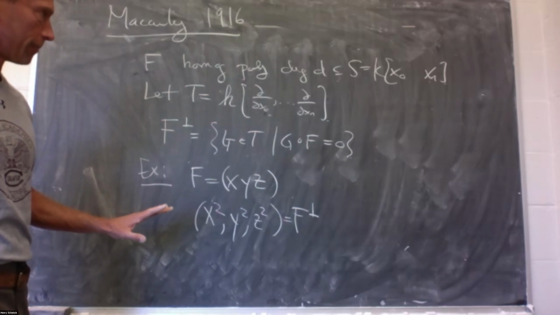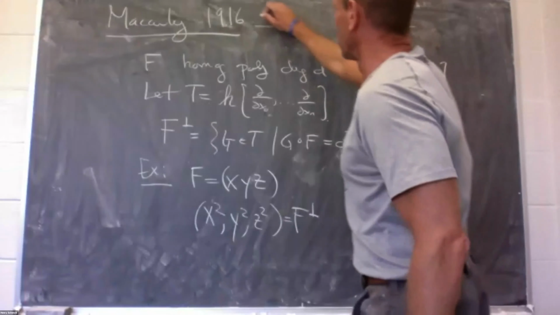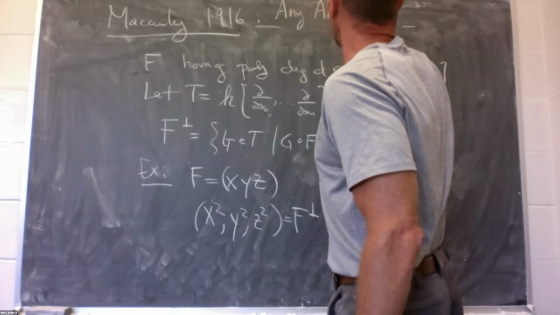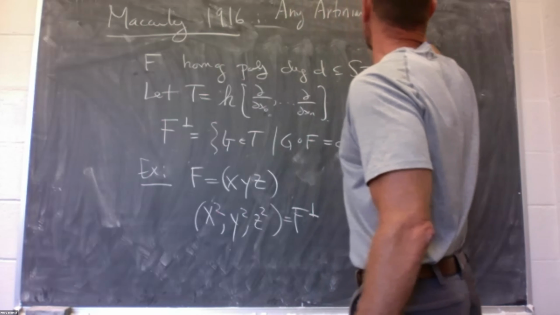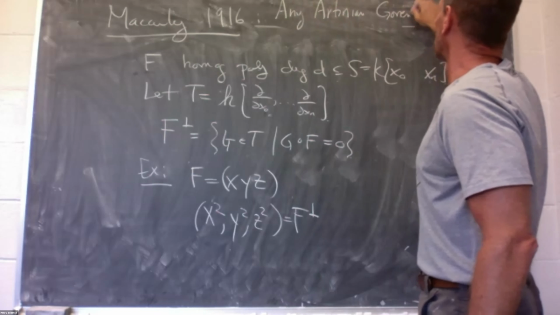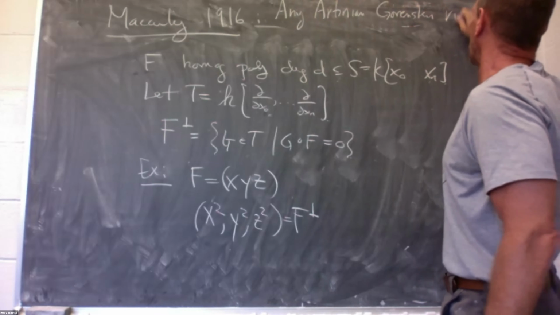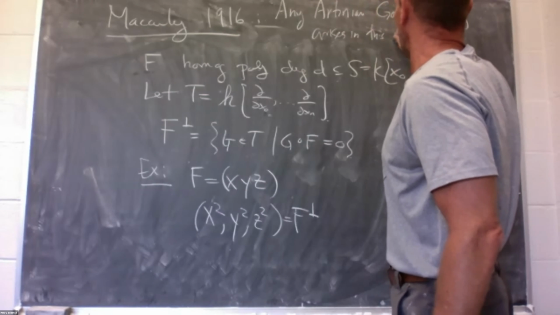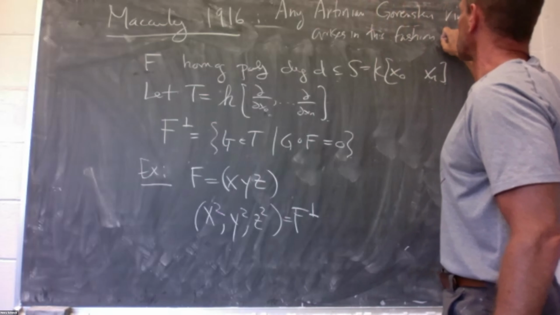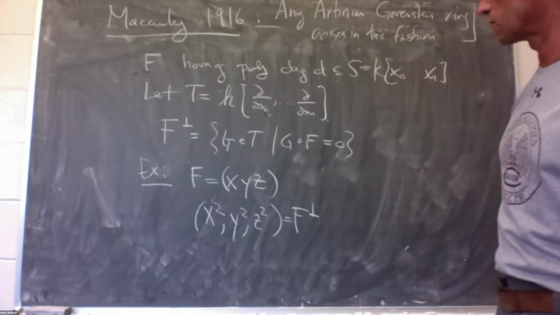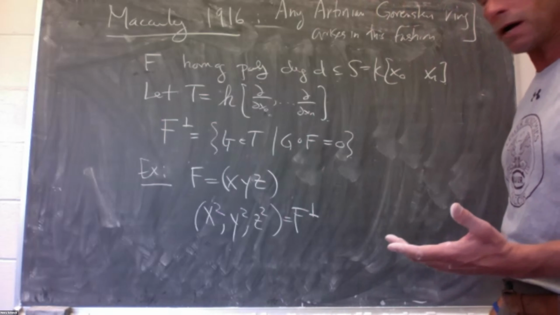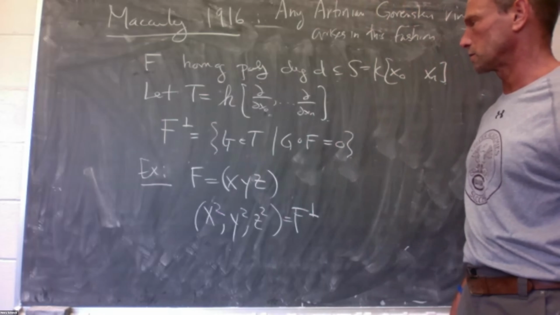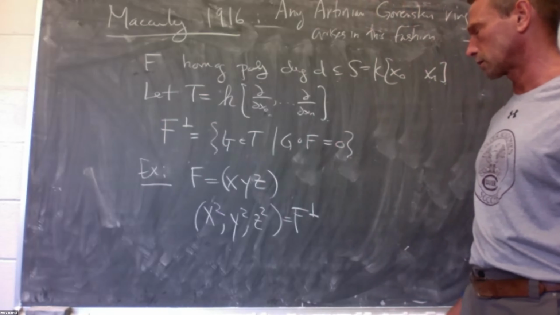The beautiful theorem. So what's the theorem? Here's Macaulay's theorem: any Artinian Gorenstein ring arises in this fashion. Artinian means the ring has finite length, that is, as a vector space, it's finite dimensional. And you might say, well, I'm interested in Calabi-Yau threefolds. The coordinate ring is about as far from being a finite dimensional object as one could imagine.